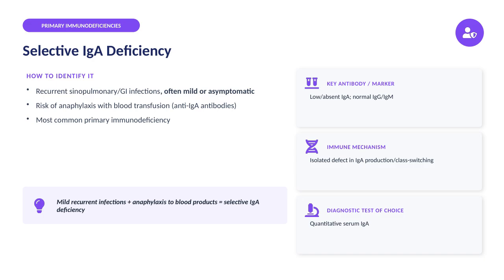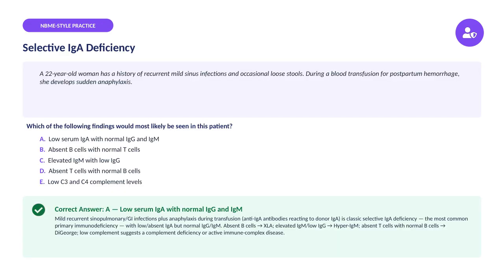To diagnose this condition, the best test is measuring quantitative serum IgA, which will show low or absent IgA levels. When you see a patient with mild recurrent infections alongside a history of allergic reactions to blood products, selective IgA deficiency should be strongly considered. This patient's recurrent mild sinus infections and occasional loose stools suggest ongoing mucosal infections, which fit with selective IgA deficiency, the most common primary immunodeficiency.